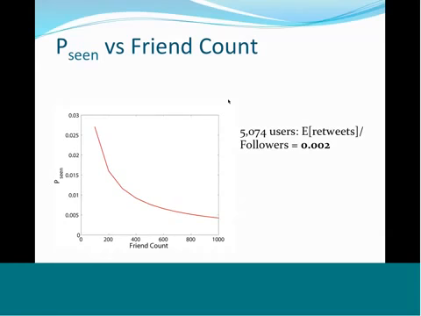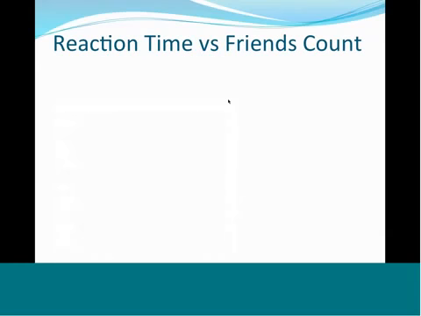All right. Let's try another one. Reaction time versus friends count. So what do you think? If I have more and more friends, will my reaction time be faster or slower? A lot of friends, should go faster, right? Or slower? Slower. So you think if I have more friends, it's going to be slower. Okay? Anybody want to counter that? All right. So let's see what the data and the model say.